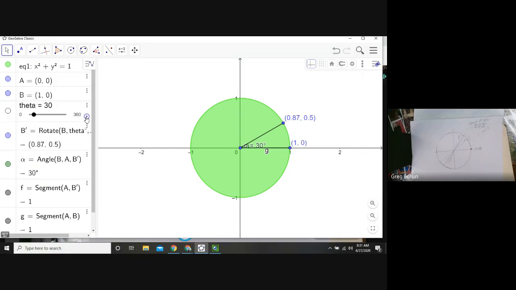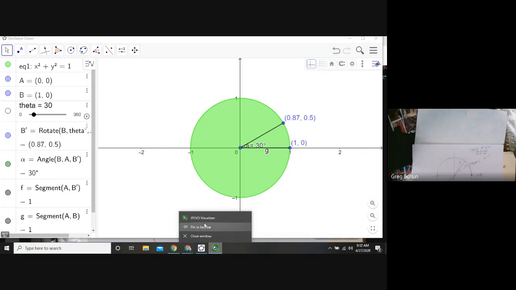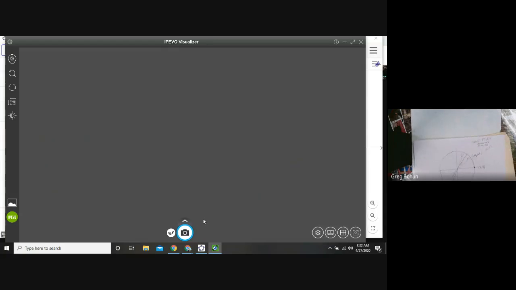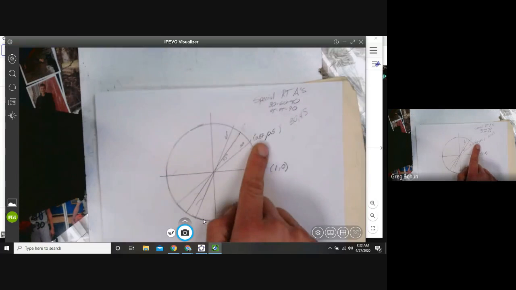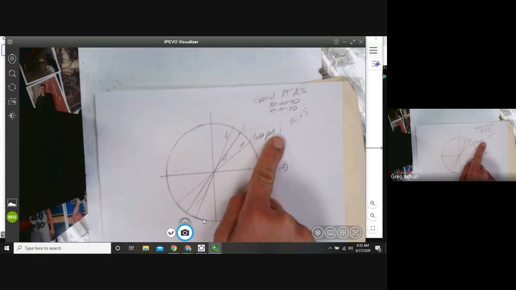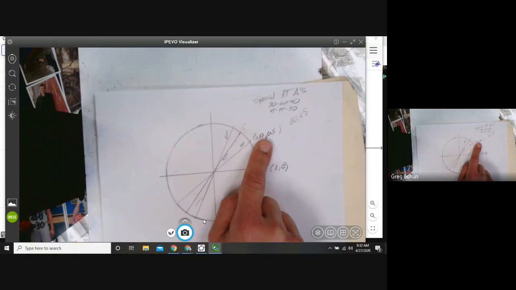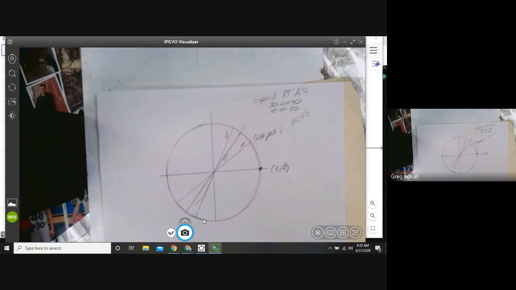And you can see then, I'm going to transfer that right now. The x coordinate is 0.87, and the y coordinate is 0.5. Let me go back to my drawing. And there we go. So right away I can turn to 30 degrees, and I know that the sine of 30 is 1/2 and the cosine of 30 is 0.87. The tangent of 30 would be 1/2 divided by 0.87, and you could verify these with your calculator.